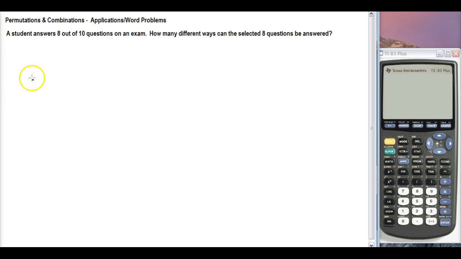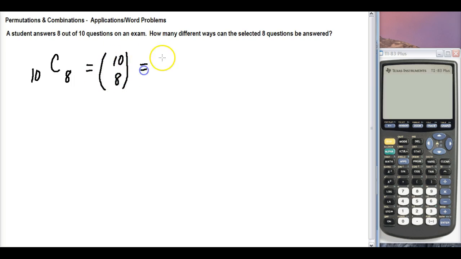So we have a total of 10 questions, and we need to do combination of 10 questions grouped 8 at a time. So how many different ways could he answer those particular questions? So of course, this is the alternate notation for it. And all we have to do is just use our formula here. So 10 factorial divided by 8 factorial times 10 minus 8 factorial.